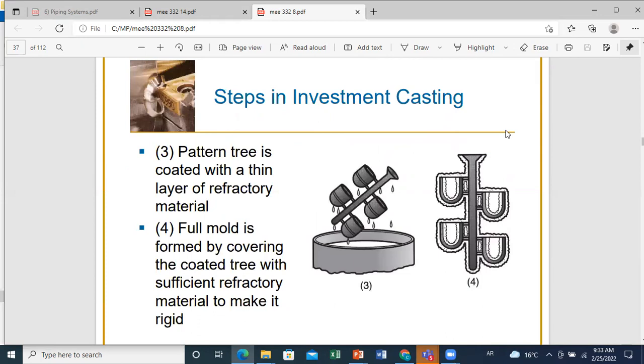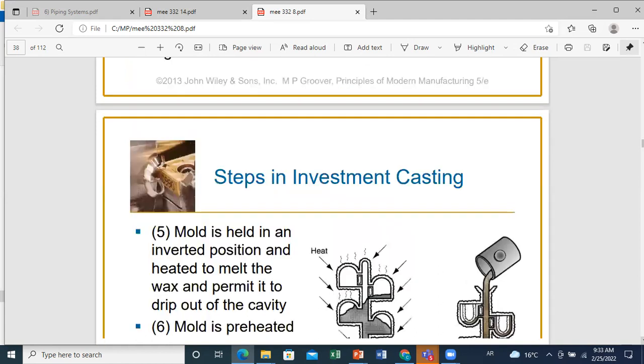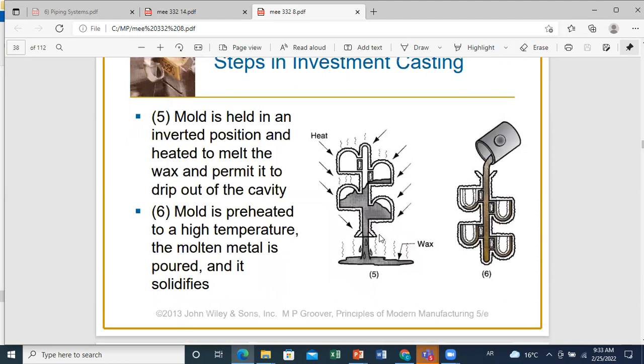As usual, the external surface of the pattern tree will be covered by a thin layer of refractory material to be able to sustain very large temperatures. Then your full mold will be formed by covering the coated tree with sufficient refractory material to make it rigid. After this, the mold will be held in an inverted position. So as you can see here, we put it in an inverted position and we heat it to melt the wax and permit it to drip out of the cavity.